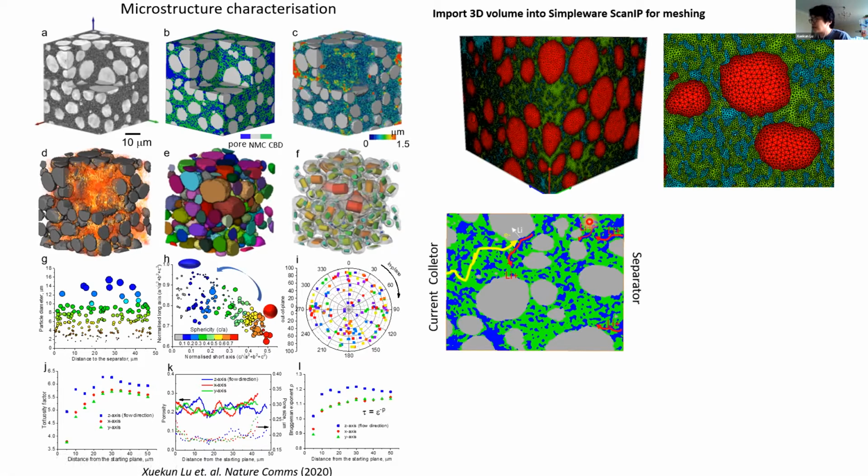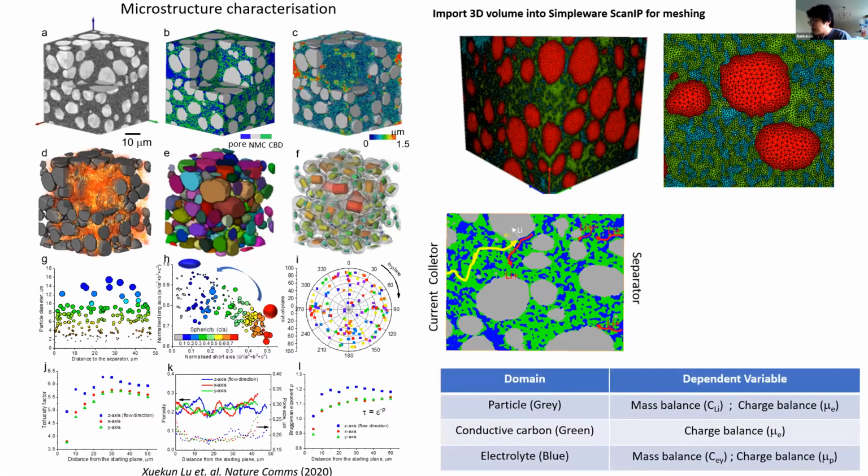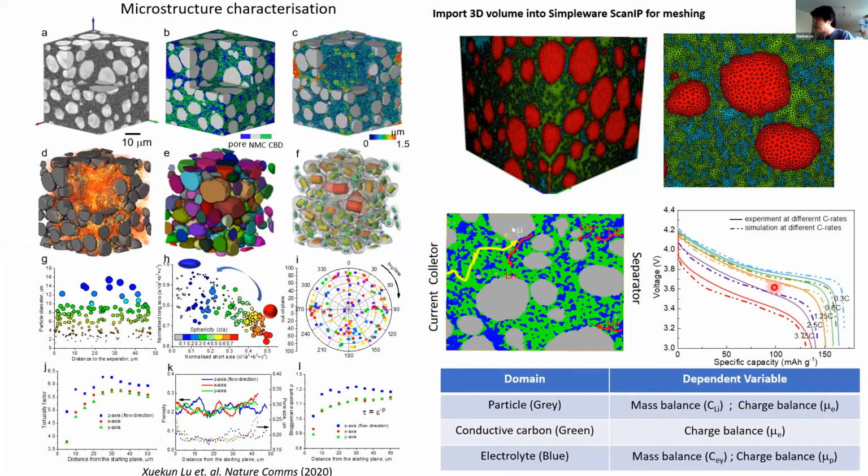This is the physical process when we discharge a battery. You see, lithium-ion transports through this blue phase, which is the pore, meets the electrons, and then intercalates into the active material. Then we use a range of partial differential equations to solve 5 dependent variables: the concentration of the lithium, the potential of the electrons in the particle, the potential in the carbon, the electrolyte concentration, and the potential in the electrolyte. We found this simulation result is in good agreement with the experiment.